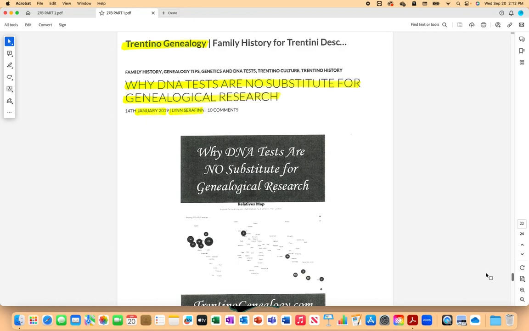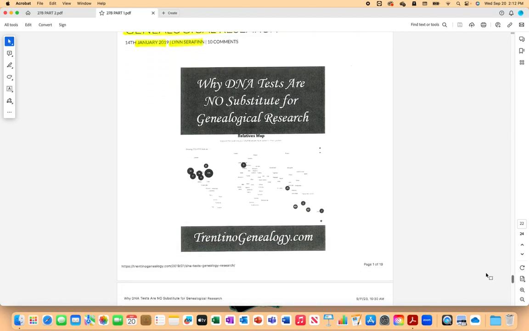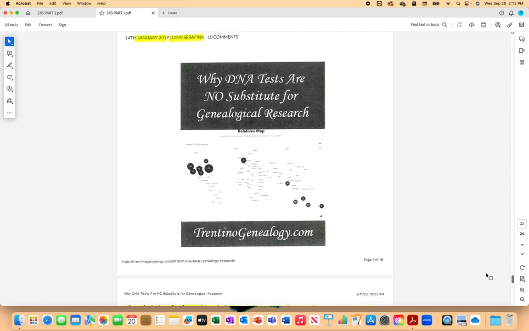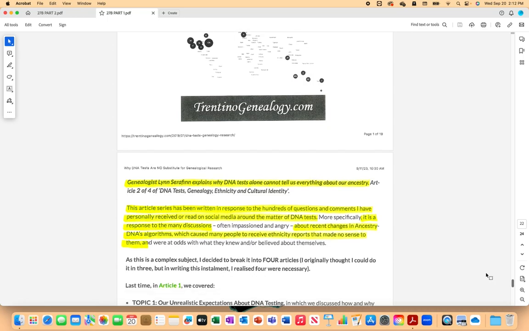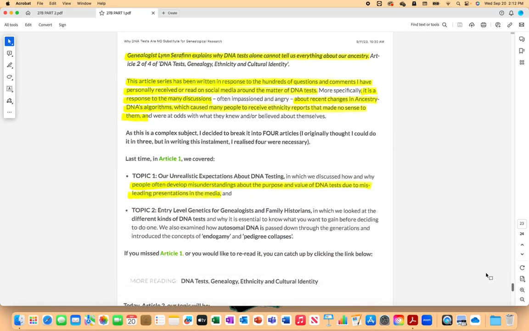We're moving on to Trentino genealogy. Why DNA tests are no substitute for genealogical research. 2019. Lynn Seraphin. TrentinoGenealogy.com. Genealogist Lynn Seraphin explains why DNA tests alone cannot tell us everything about our ancestry.